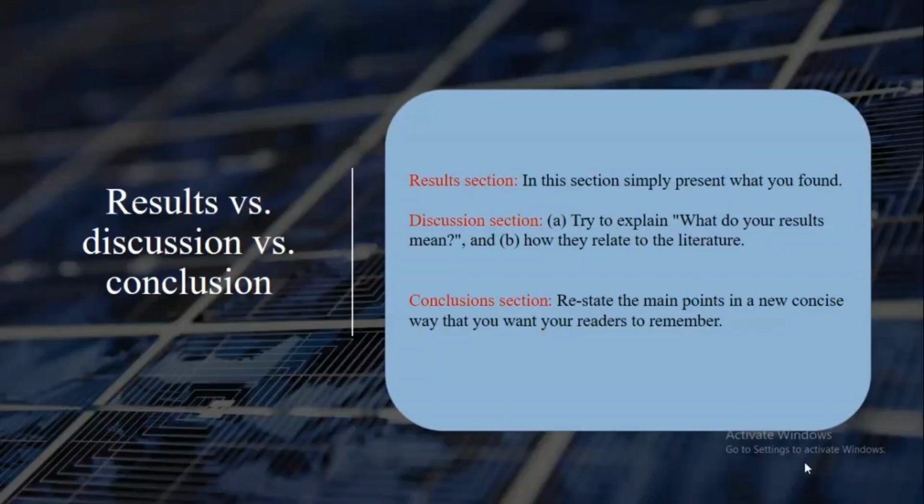In summary, in the results section, you simply present what you found. You just simply present it. Just say that there is a relationship. There is a significant difference. There is a negative or a positive relationship, okay? But in the discussion section, you try to explain what these results mean to your study, to the audience, to the literature. What will they contribute to the literature? What do they support? What do they reject? And how do they relate to the literature.